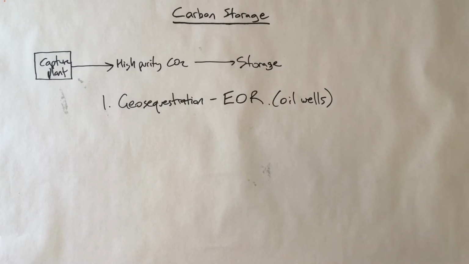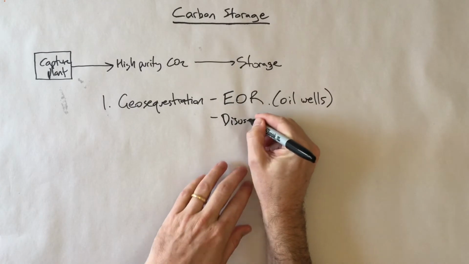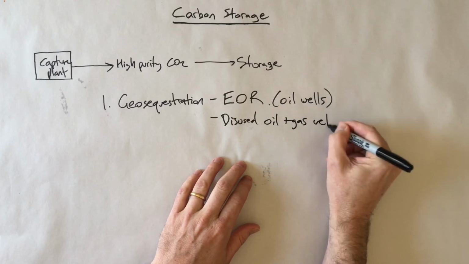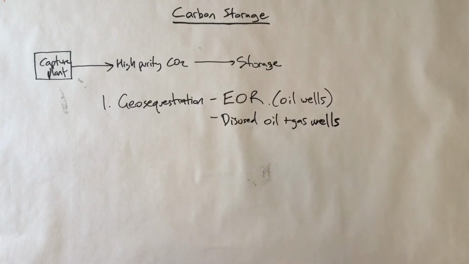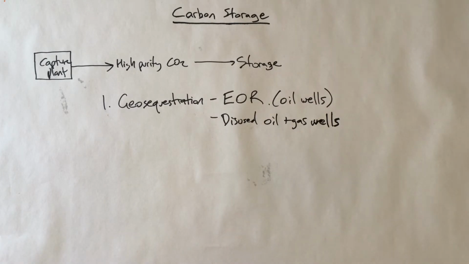The second approach, sort of a variant on this, is disused oil and gas wells. So we basically take oil and gas wells that have already been drilled, have already been used up, and so there's no really commercially recoverable oil or gas anymore. And we inject our CO2 into those. So that's got the advantage that a lot of the cost has already been absorbed. So drilling is an expensive thing to do. Someone's already paid for that. They're not using it anymore, so let's use it to store some CO2.